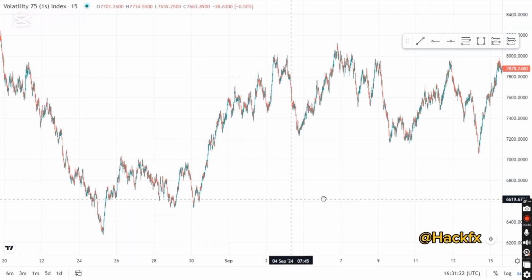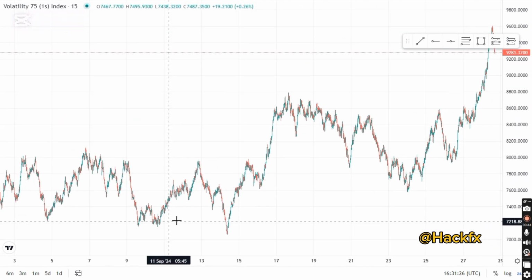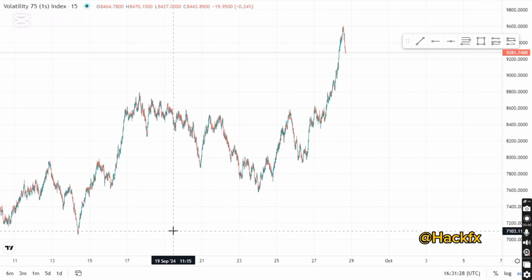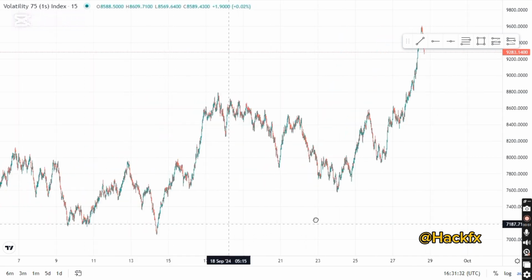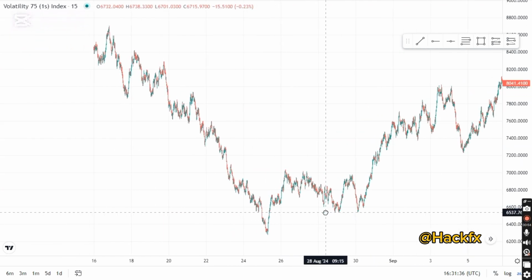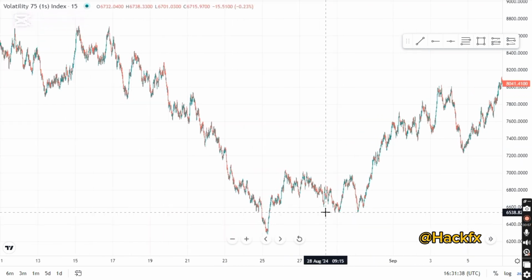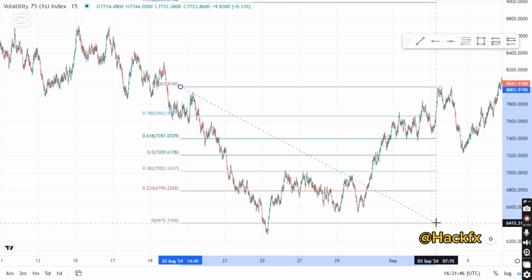So in this video I'm going to be showing us how to use Fibonacci retracement tool to take bullish entries, right? So first of all, how do we use this? This is the Fibonacci retracement tool. You can find it on your toolbar.